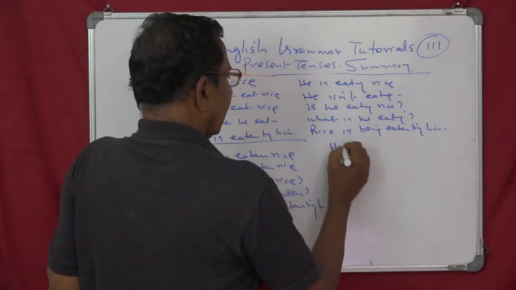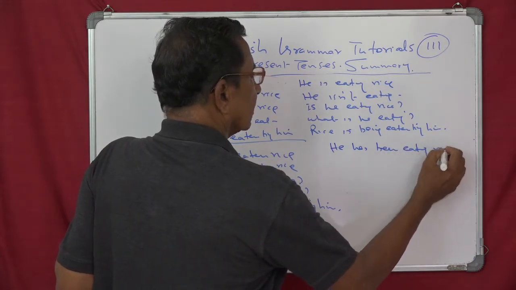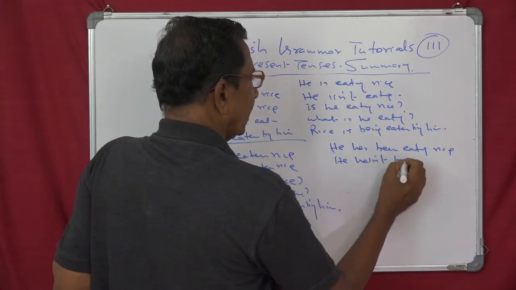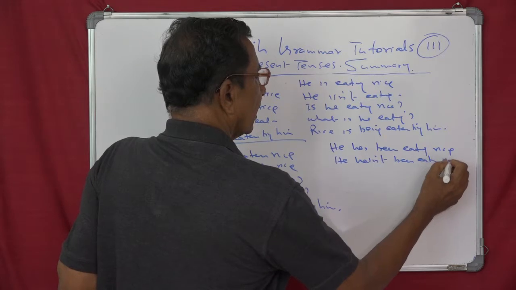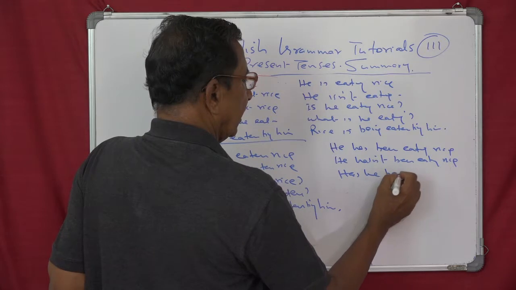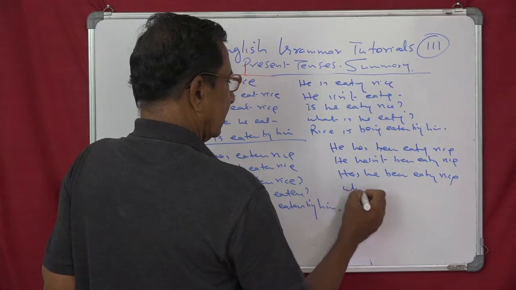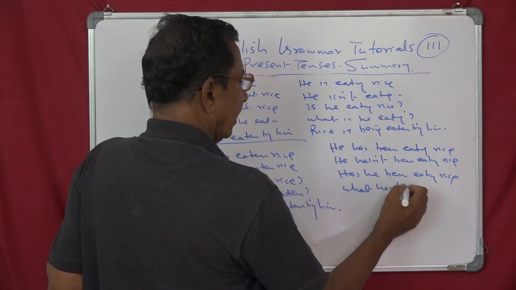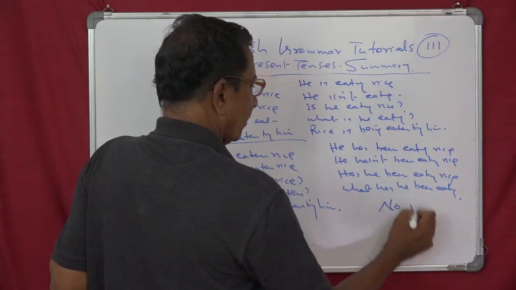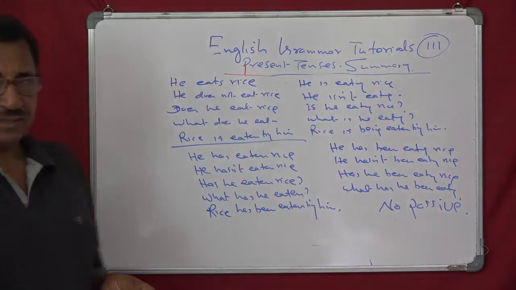And the next one is, he has been eating rice. He hasn't been eating rice. Has he been eating rice? What has he been eating? No passive. So this is again another table that you can see.